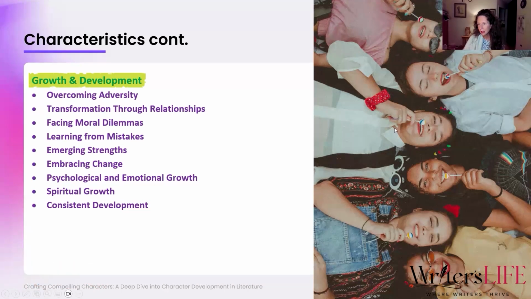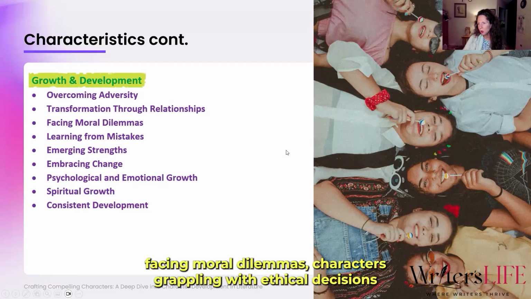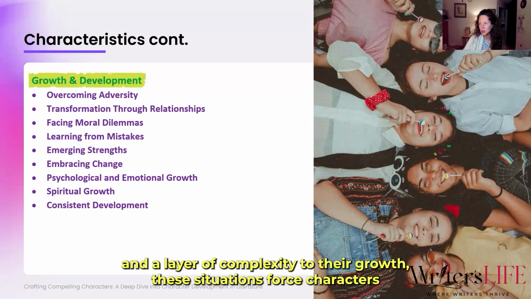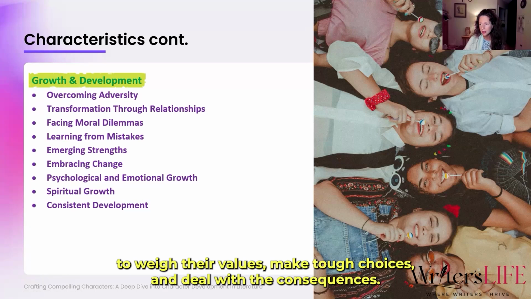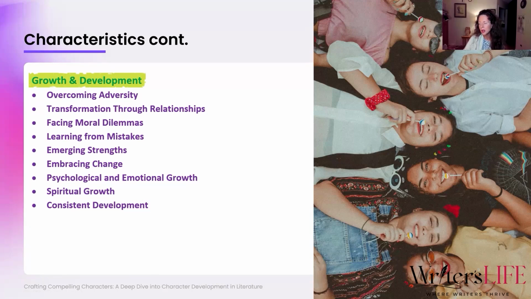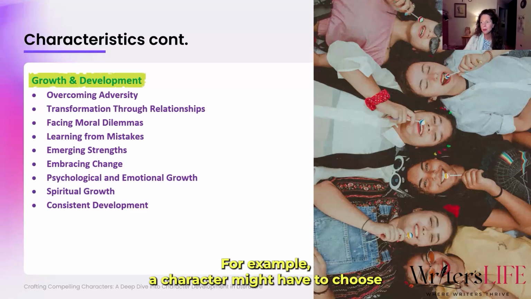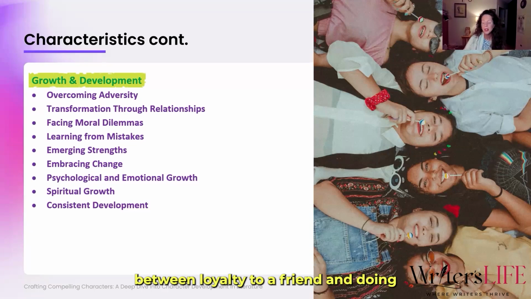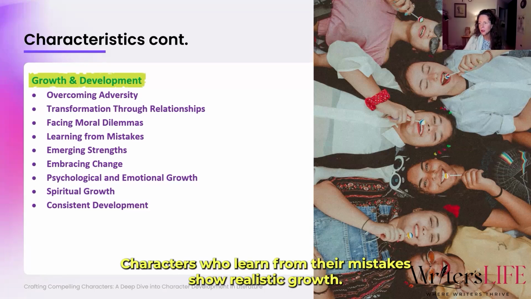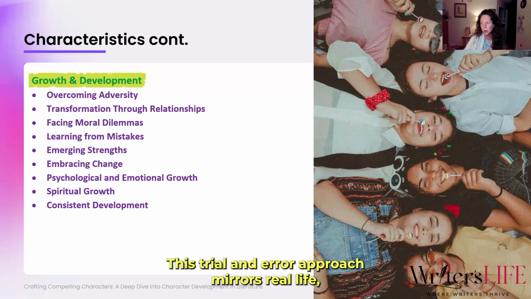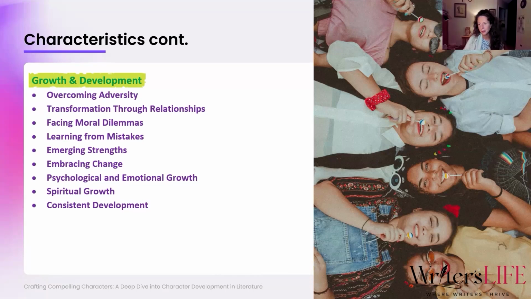Okay. And then facing moral dilemmas, characters grappling with ethical decisions adds a layer of complexity to their growth. These situations force characters to weigh their values, make tough choices, and deal with the consequences. For example, a character might have to choose between loyalty to a friend and doing what is morally right. And then learning from mistakes. Characters who learn from their mistakes show realistic growth. This trial and error approach mirrors real life.